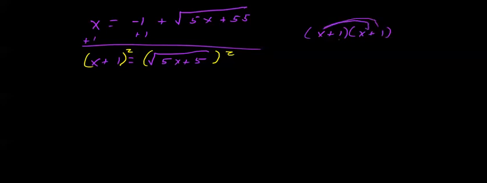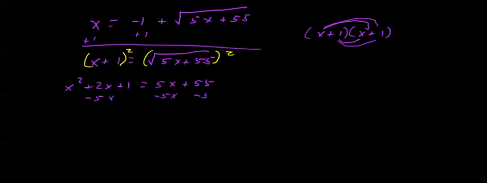And x plus 1, remember, x plus 1 times x plus 1, and you have to multiply x times x, x times 1, 1 times x, 1 times 1, and we end up with x squared plus 2x plus 1 equals 5x plus 55. Subtract 5x, subtract 55, and we have x squared minus 3x minus 54 equals 0.